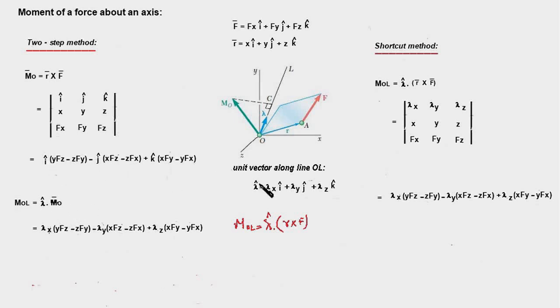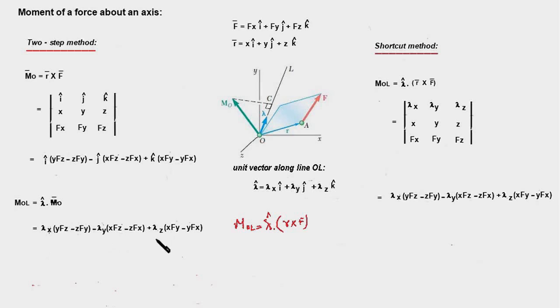Lambda is given here. So when we do the dot product, we multiply the i component of this vector with the i component of lambda, plus the j component of this vector with the j component of lambda, plus the k component of this vector multiplied with the k component of lambda, and the result is this. So this is the moment of the force F about the line OL.